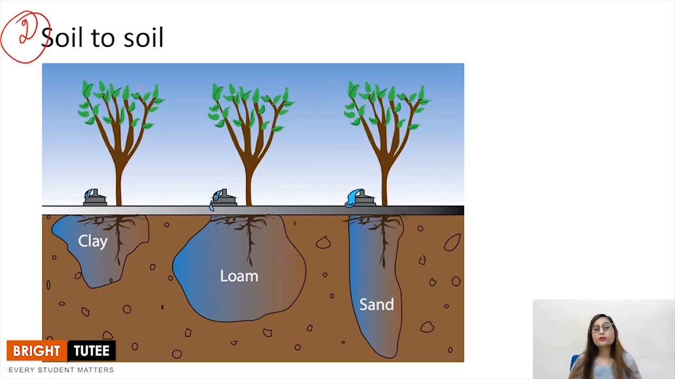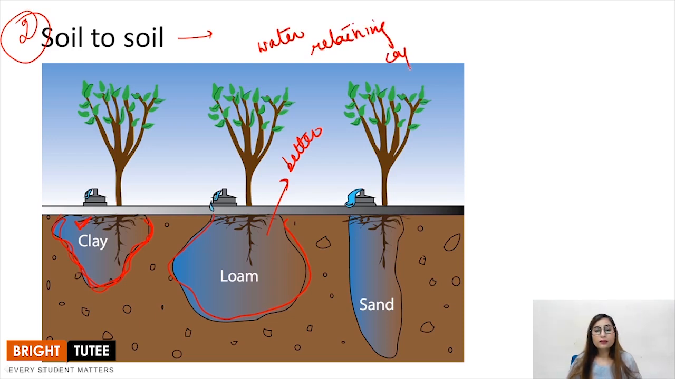Secondly, from soil to soil, that every soil does not require the same amount of water. For example, this is clay, right? Clay does not absorb that much water, it only absorbs this much water. So clay needs to be watered again and again, right? Loam can absorb more water, so its water retaining capacity is better, right? Water retaining capacity. As clay cannot hold much water for a longer time, it needs to be watered again and again.